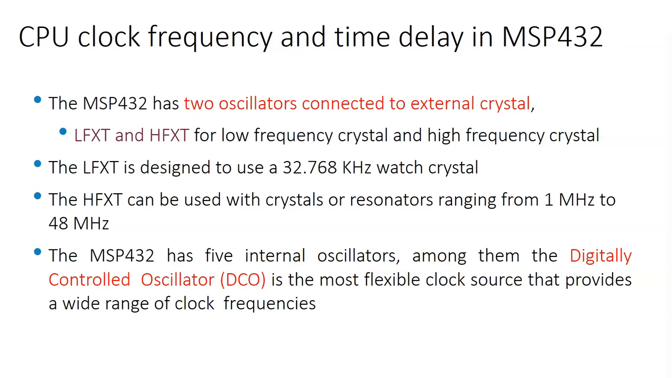The MSP432 also has 5 internal oscillators, but the most important of those, the one that we'll use the most often, is called the DCO, or the digitally controlled oscillator. This one has the most flexibility and also provides a wide range of clock frequencies.